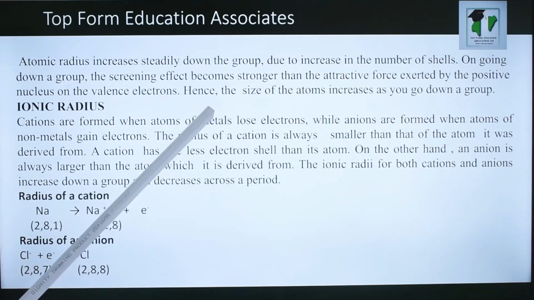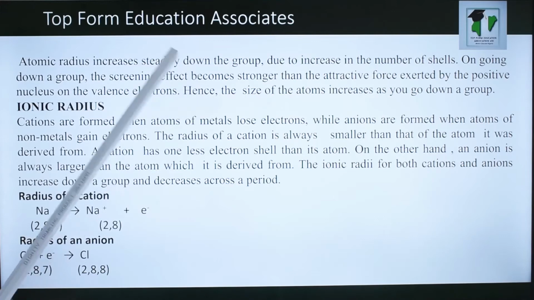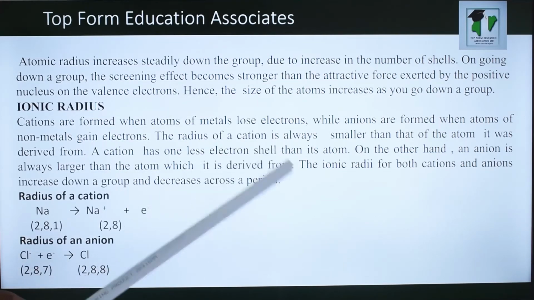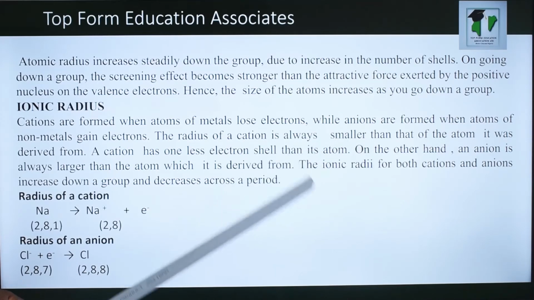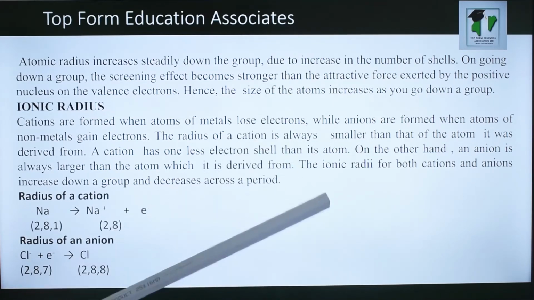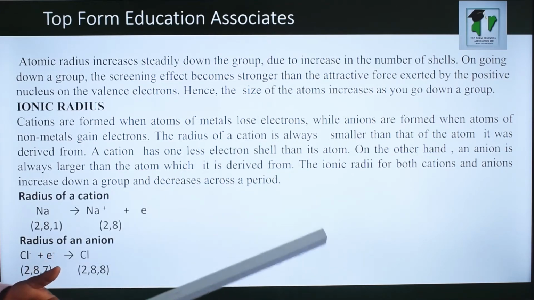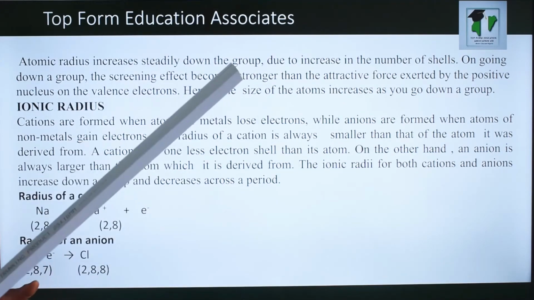You know that a cation is formed when a metal loses electron. Of course, what is a cation? A cation is simply a positively charged ion, and an anion is simply a negatively charged ion. So for a cation to be formed, a metal must lose electron.